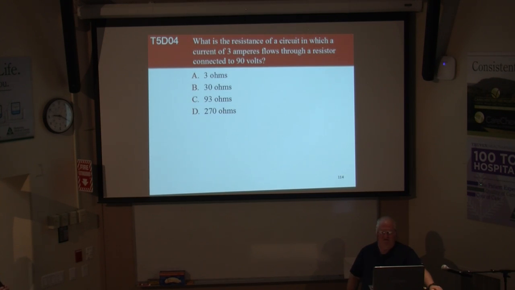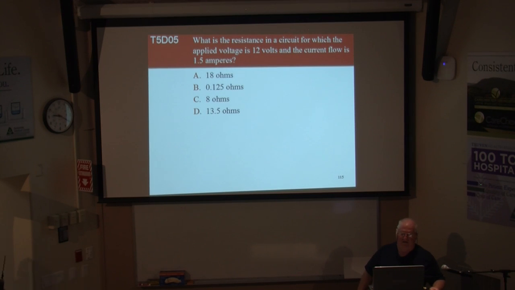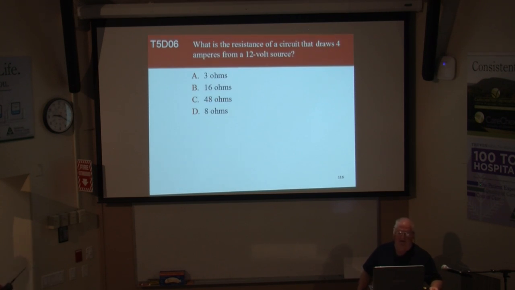What is the resistance of a circuit in which a current of 3 amps flows through a resistor connected at 90 volts? B, 30 ohms. What is the resistance in a circuit which is 12 volts and the current is 1.5 amps? What is the resistance in a circuit that draws 4 amps from a 12-volt source? There you go.